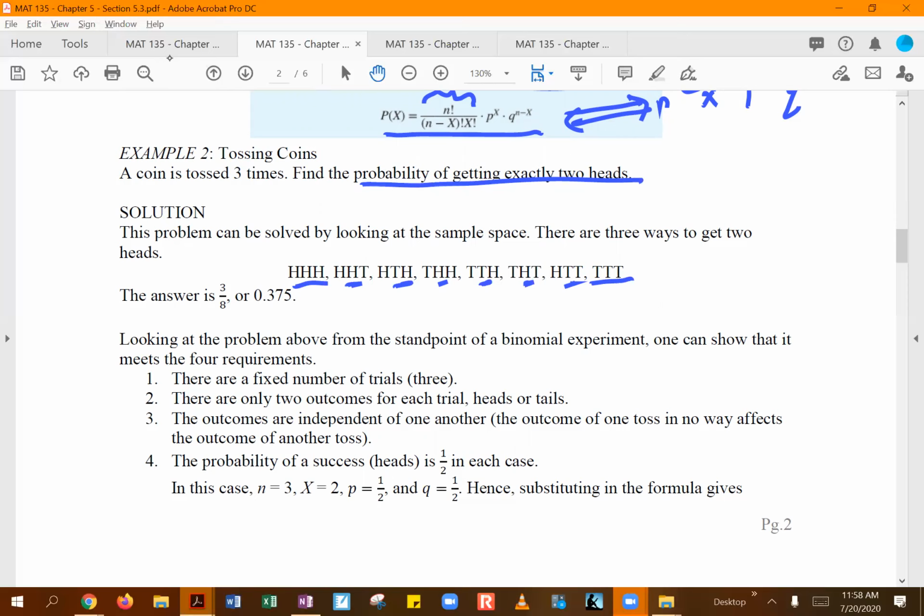So when you look at the sample space, the way we have it over here, you can see the probability of getting exactly 2 heads is going to be 1, 2, and 3. So that's a probability of 3 out of 8, or as a decimal, .375.